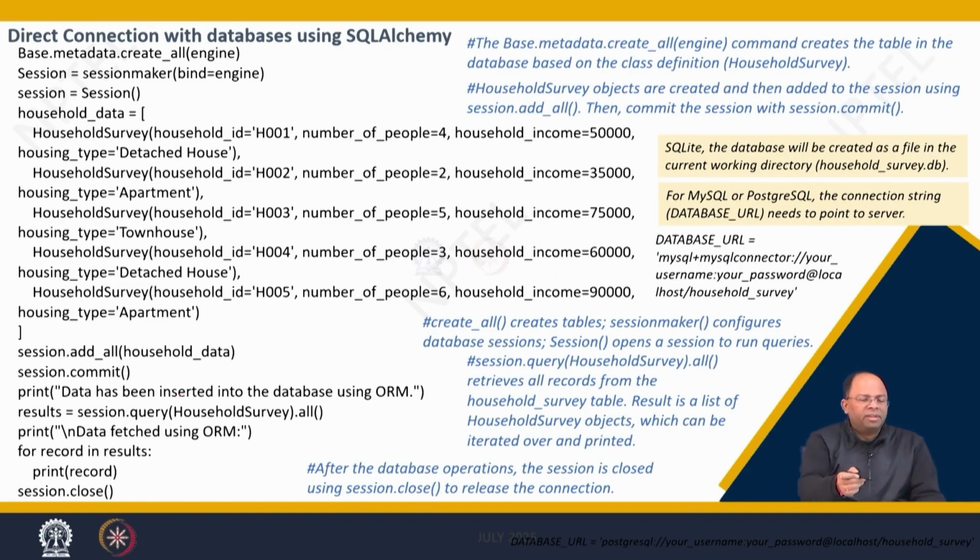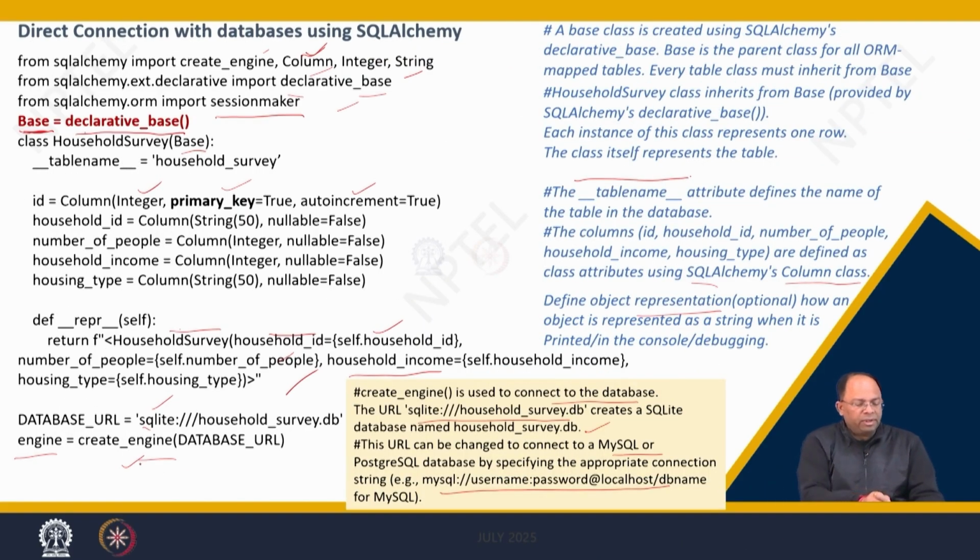Then once we have done that, we are creating the table. How are we doing that? We use the base.metadata.create_all command with the engine in brackets. This command creates the table in the database based on the class definition HouseholdSurvey, because we have already defined that earlier. That means we have already created the engine and the database URL has already been given.